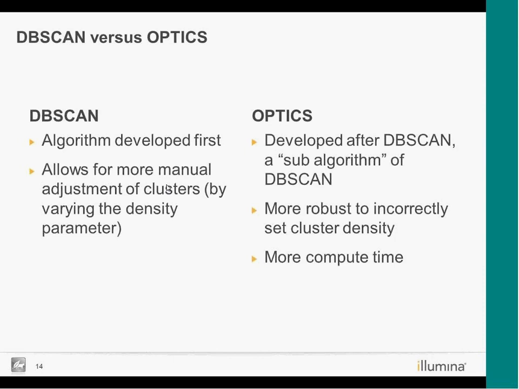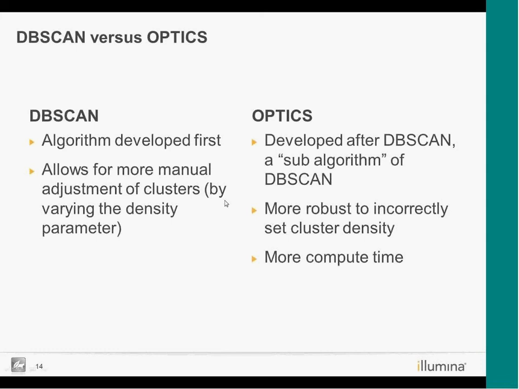And then just a little mention about the difference between DBScan and OPTICS. These publications are available as well. DBScan was an algorithm that was developed first. OPTICS is a sub-algorithm of the DBScan algorithm. DBScan allows for more manual adjustment of clusters, and it's a little more conservative, so things will fail and be left out of clusters more easily within DBScan generally, using the same parameters. OPTICS is a little more robust to incorrectly set minimum points, but it also takes more compute time.